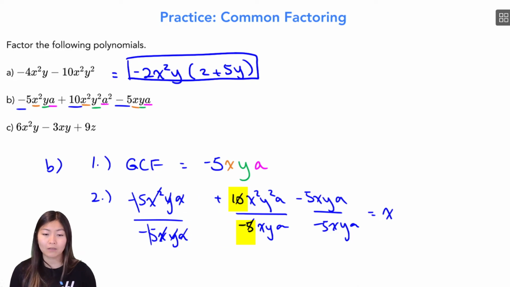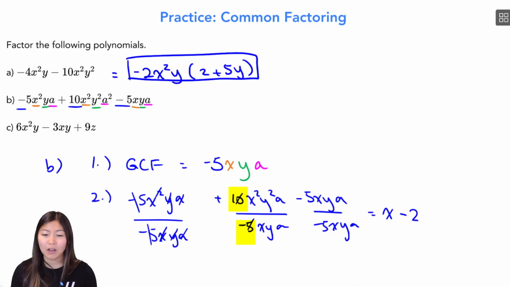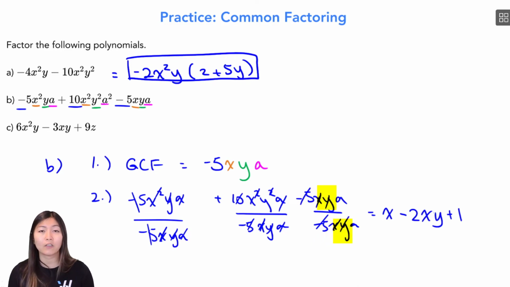Now for the second one, we have 10 divided by negative 5. Positive, negative, they clash. 10 divided by 5 is 2. The x squared, same thing, there's one x left over. The y squared, same thing, there's one y left over. And then the a's, they divide out into a 1, so we don't have to write that. Third term, negative 5 divided by negative 5 is positive 1. The x divides out into a 1. Y's, they divide out into a 1. A's, they divide into a 1.